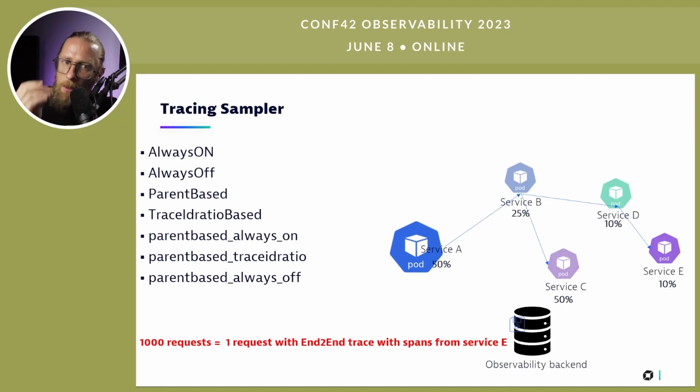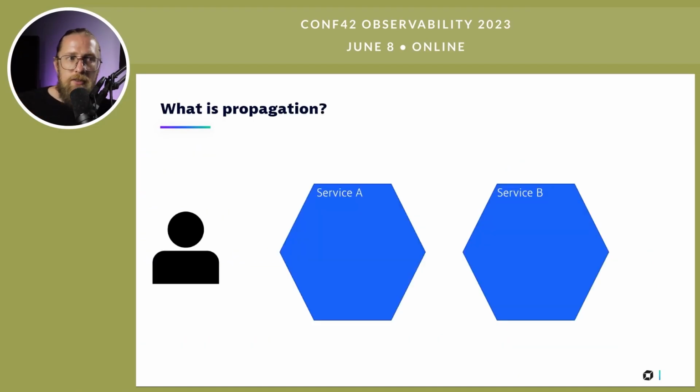But you can see that it's very important how you configure the sampling decision because you can have more or less details. So in this example, if I take 1,000 requests, out of these 1,000 requests, I will have only one end-to-end trace from A to E, which is quite low. So you have to tweak and configure it properly to get the right details that you need.